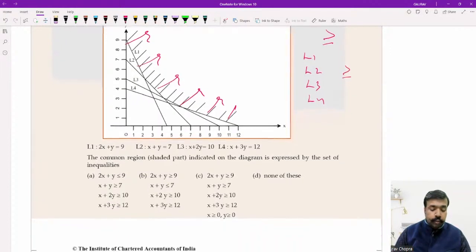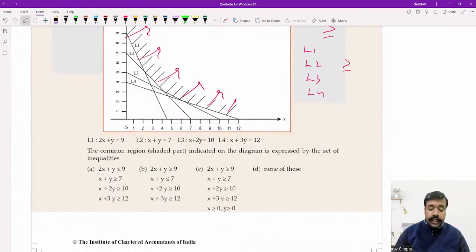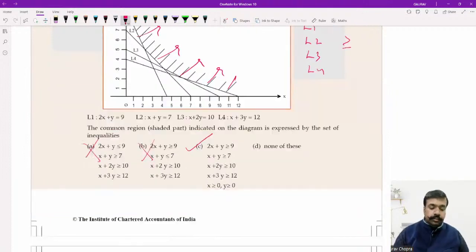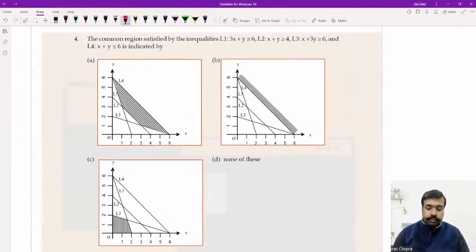So let's see which of the option is having greater than sign. So we can clearly see that option A is having less than, incorrect. Option B is also having less than, incorrect. But option number C is having all the signs as greater than equal to. So that is why option number C will be the correct answer. C is the correct answer.